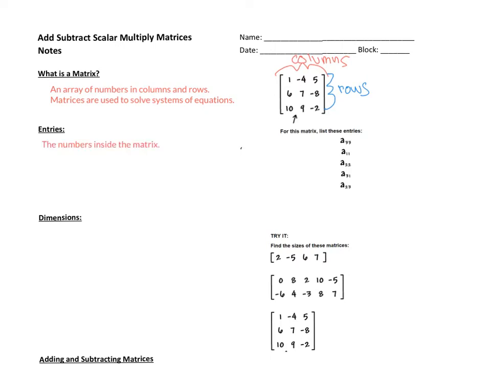Next, let's talk about the entries of a matrix. The entries of the matrix are the numbers inside the matrix. For example, if we're talking about matrix A, we would say A, and then there'd be two subnumbers X and Y. X, or the first number, always refers to the row of the matrix. Y is always going to refer to the column within the matrix.